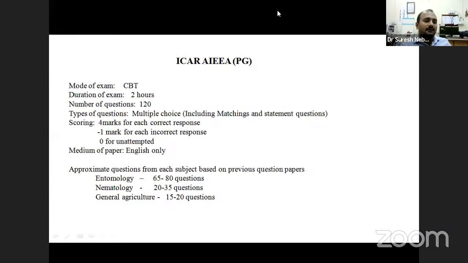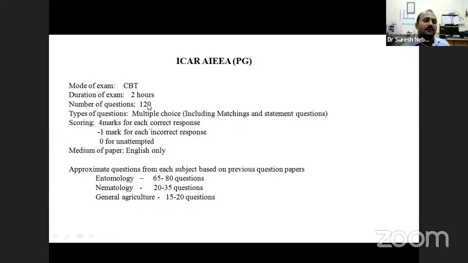So you know that this whole exam is now a computer based test, and the duration for JRF is 2 hours, and the total number of questions is 120. All are multiple choice questions. Like in SRF also you have multiple choice questions, but for ARS you have 1 mark questions, 2 marks questions, like that 5 marks questions. You have a different pattern there, but the syllabus is almost the same.